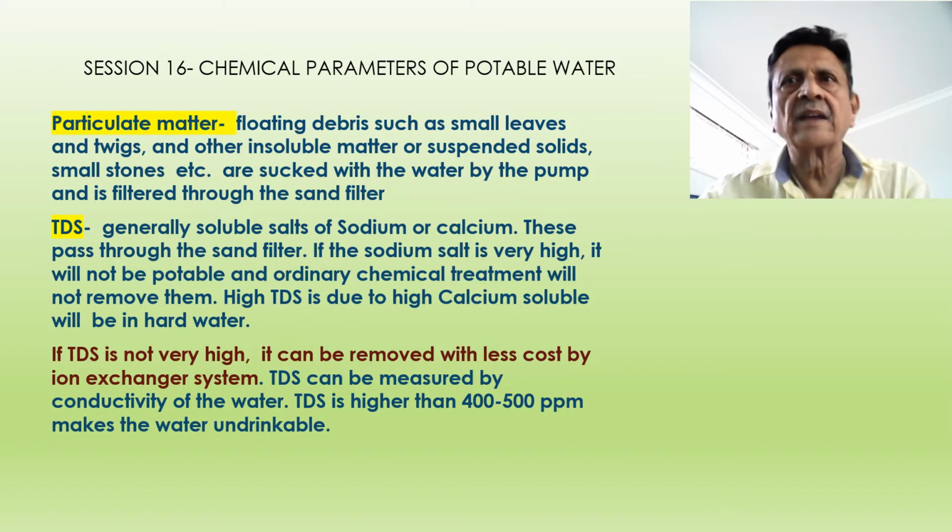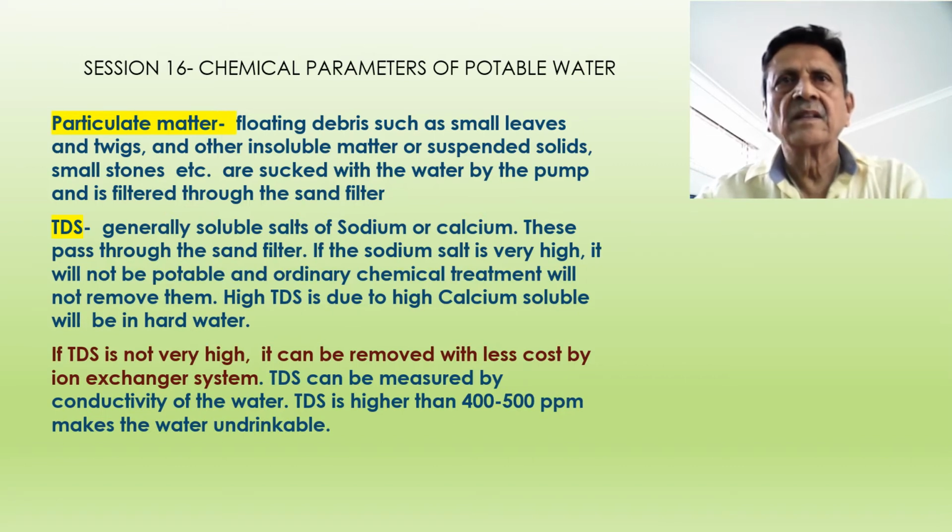TDS is measured by its conductivity. Conductivity, as you know, is where electric current can be conducted through the water with the TDS. The conductivity of TDS higher than 400 to 500 ppm makes the water undrinkable because it becomes too salty or too, what you call, flat.